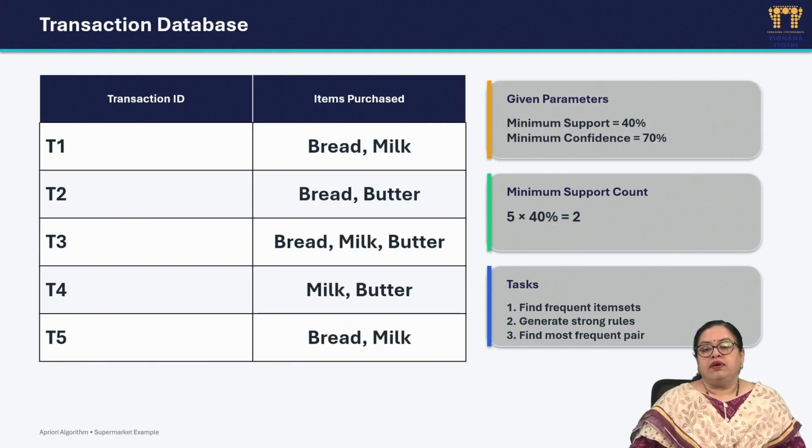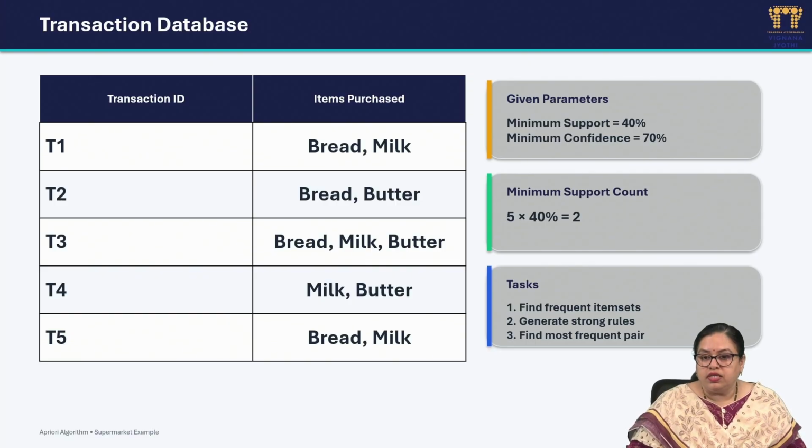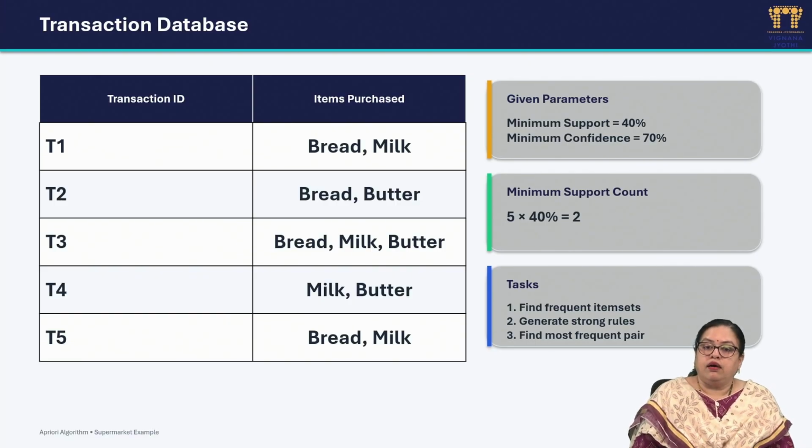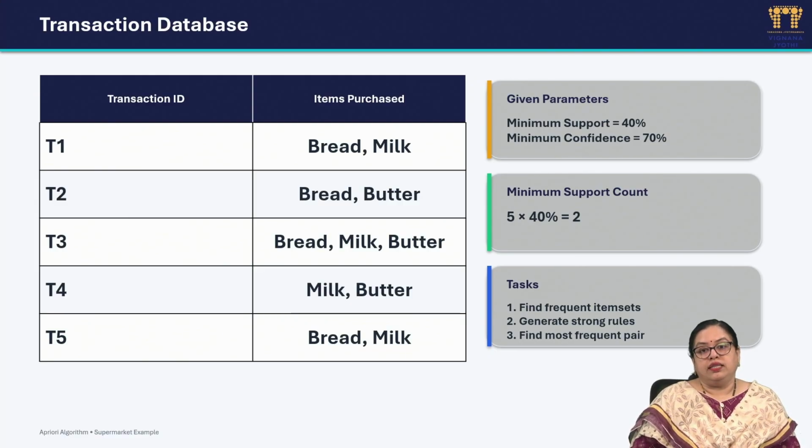Then what is our task here? We have to find frequent item sets, generate strong rules, and find the most frequent pair. In the previous example, those above the threshold were our frequent item sets. But here we have to write the strong, more frequent patterns that are present more than 4 times. These are the most frequent, which is the answer to our third question.